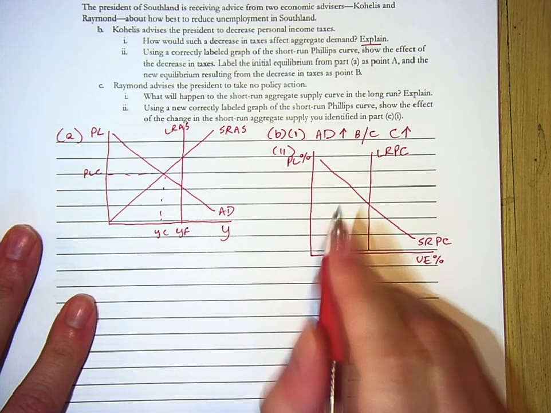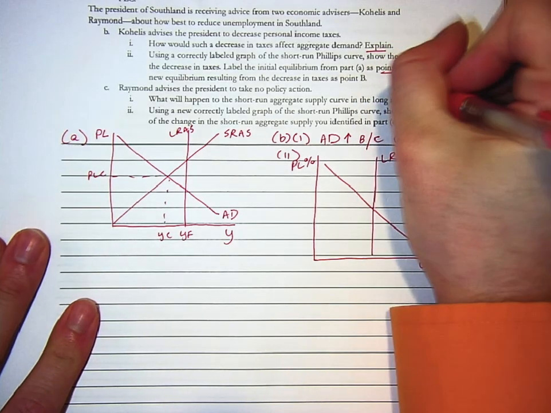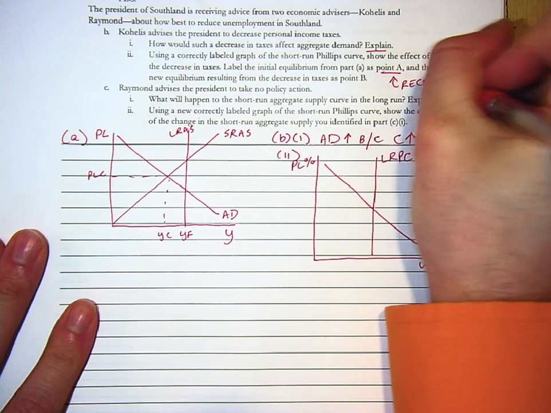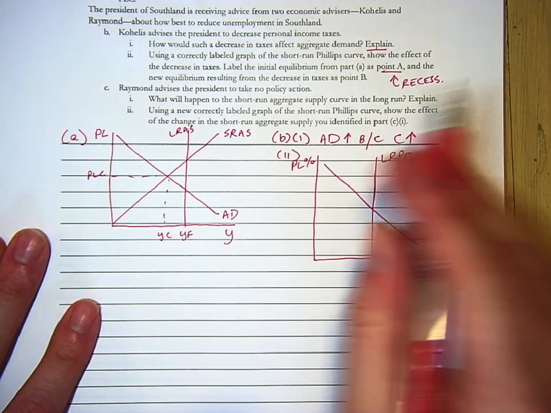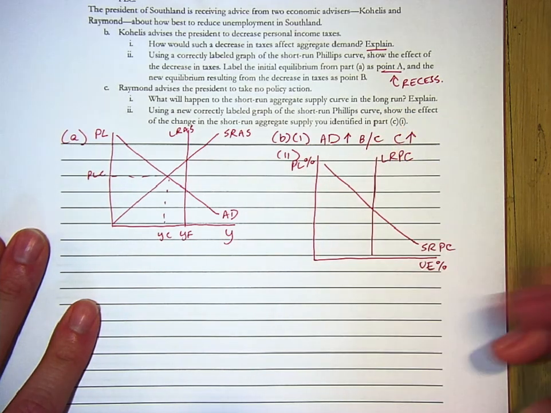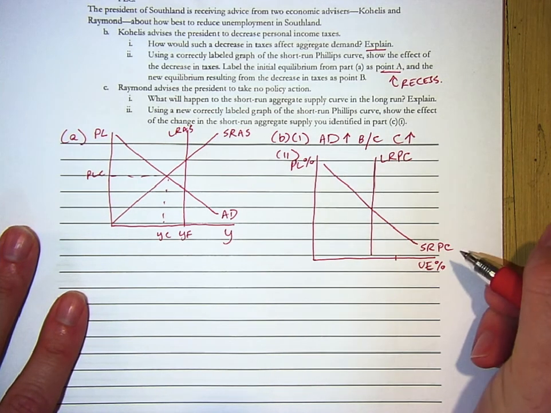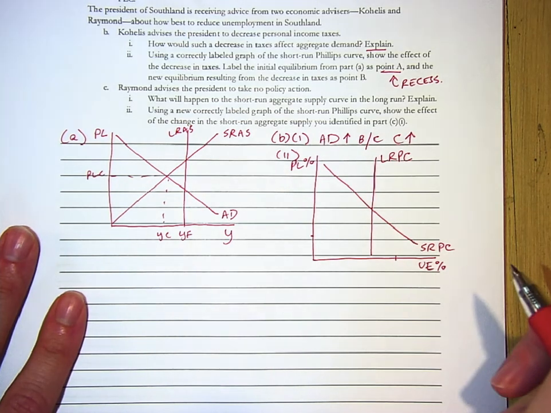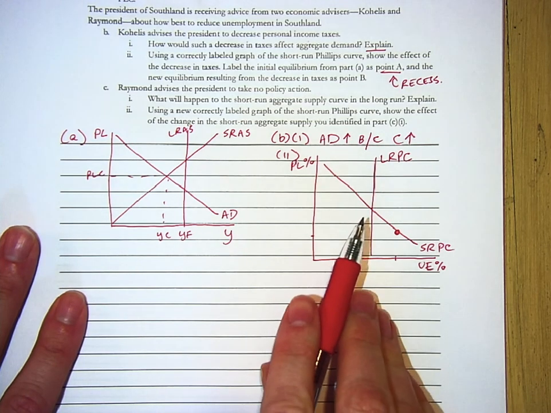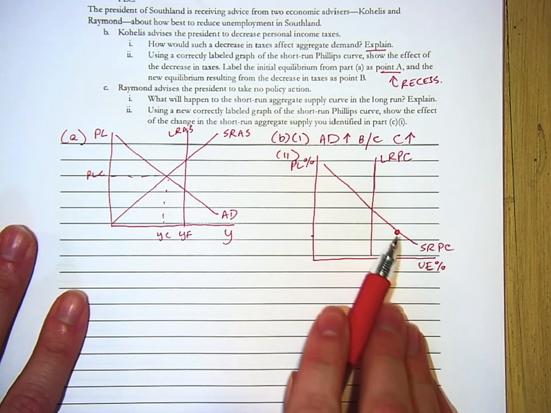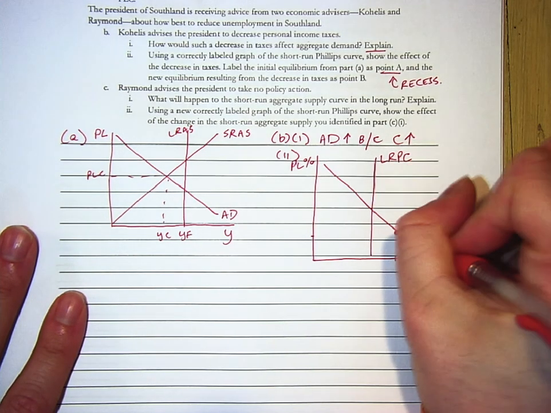Now, we have to label some points on these graphs. The initial point, point A, is going to be a recession. It doesn't tell us whether the decrease in taxes fully closes it or not, but we'll get to that in just a second. A recession on the Phillips curve indicates high levels of unemployment and relatively low levels of prices. So it's going to be some point down and to the right from where these two lines intercept, anywhere on the SRPC down and to the right of where the two lines intercept. So we'll say point A.